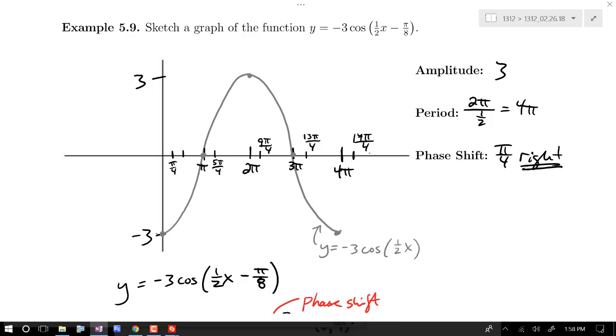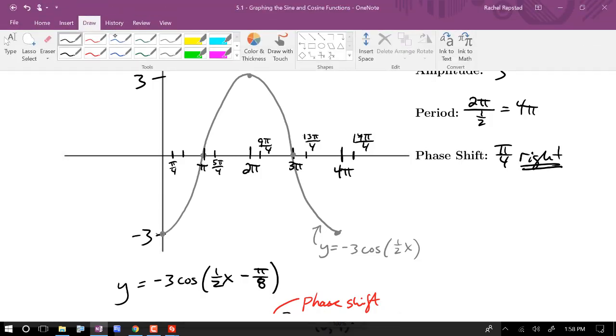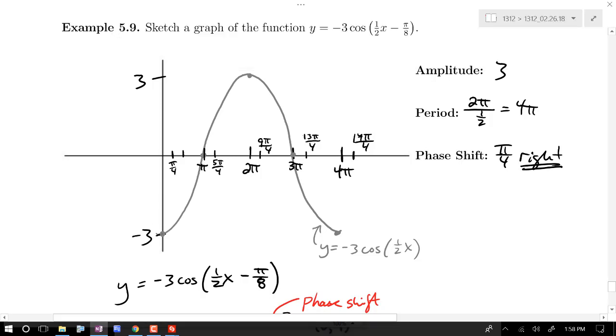Okay. Now let's plot our new points. Still starts at, oh yes, starts down at the bottom. So I'm just moving each of our anchor points over by pi over 4. And this looks like this. So here's our graph.